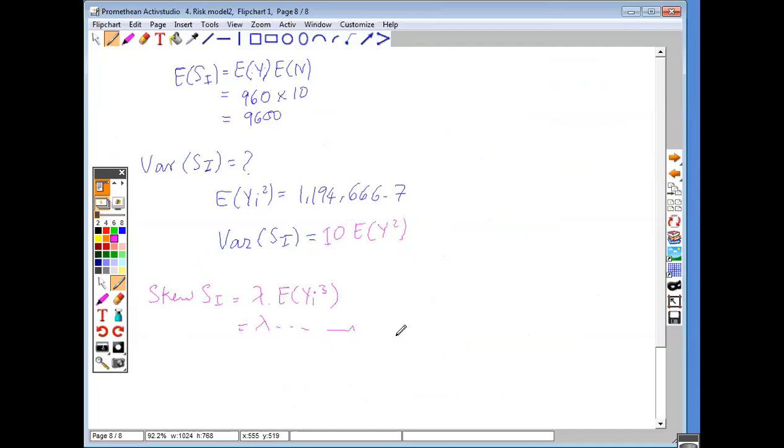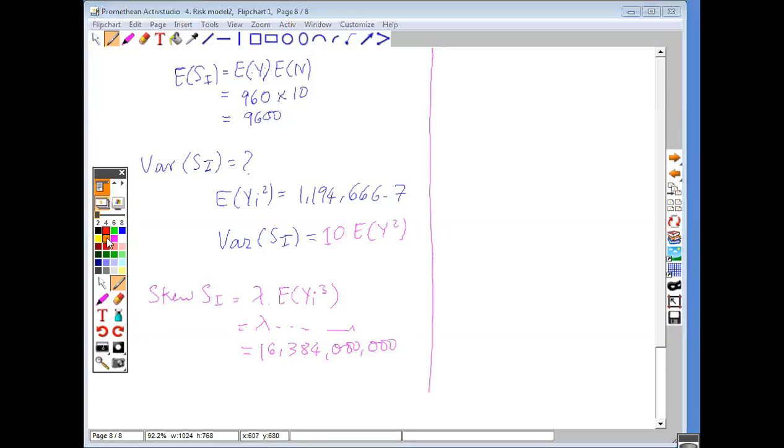And if someone would like practice, the answer for this comes out to be 16384000000. But again, we really do not care about this stuff. It's just the same thing over and over again. Okay, so now we have our expectation of SI, we have variance of SI, right?